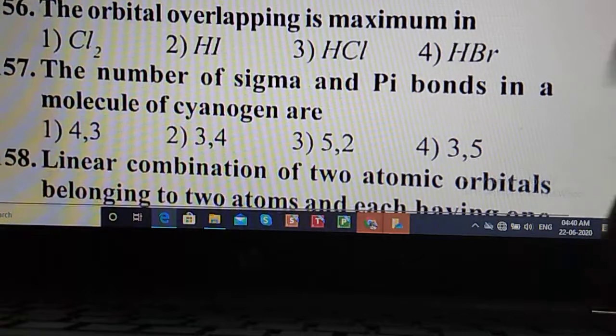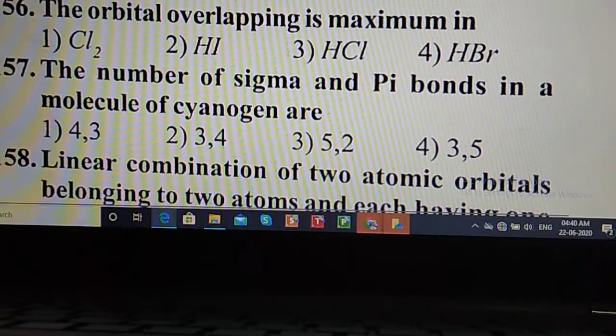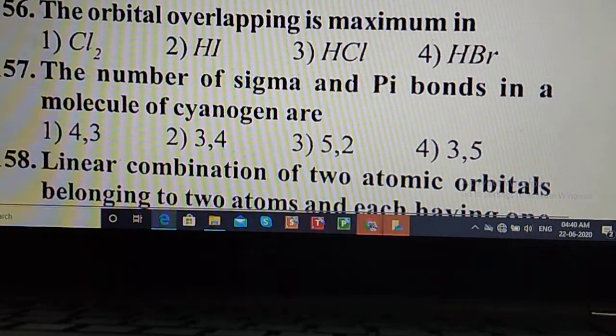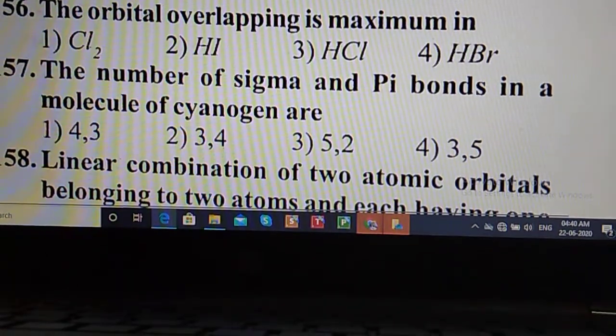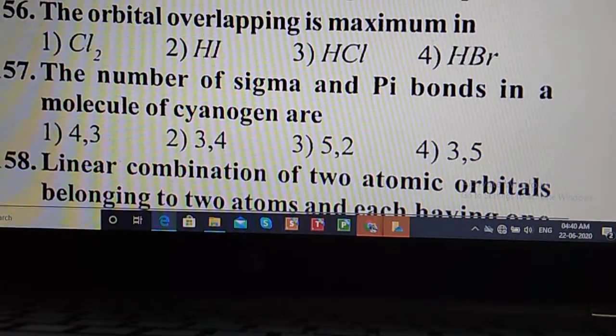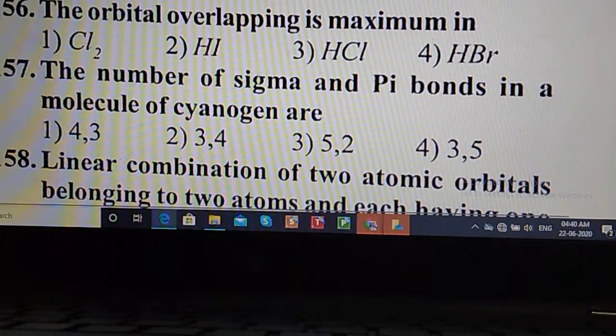The bond energy is highest in the molecule. Okay. So dear student, this is also quite a simple question. They are given bond energy. They are asking in which of the molecules the bond energy is the highest, maximum. So the stronger the bond, the greater the energy.